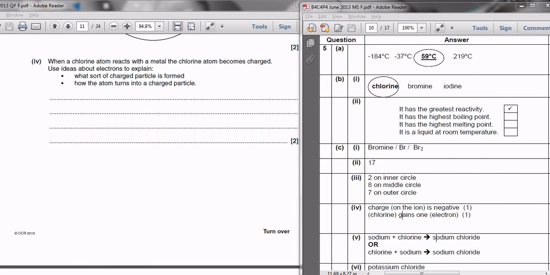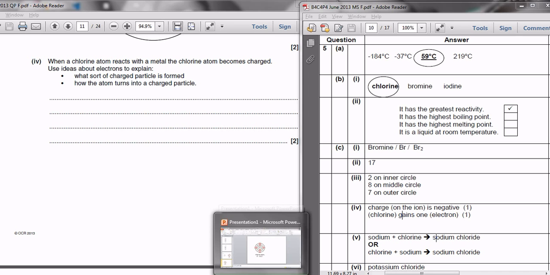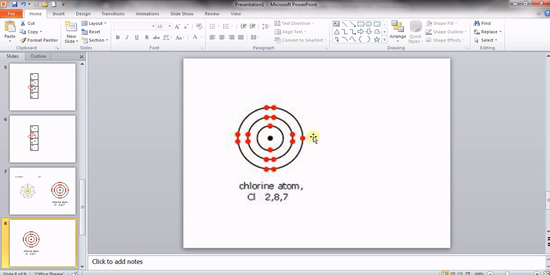Part 4. When a chlorine atom reacts with a metal, the chlorine atom becomes charged. Use ideas about electrons to explain what sort of charged particle is formed and how the atom turns into a charged particle. Okay, so if we look back at the diagram that you've just drawn, you can see that there are 7 electrons in the outer shell. That means that this electron here is unpaired. There's space for an extra electron to go in there. Okay, and that would take it up to 8 in its outer shell and getting a full outer shell there.